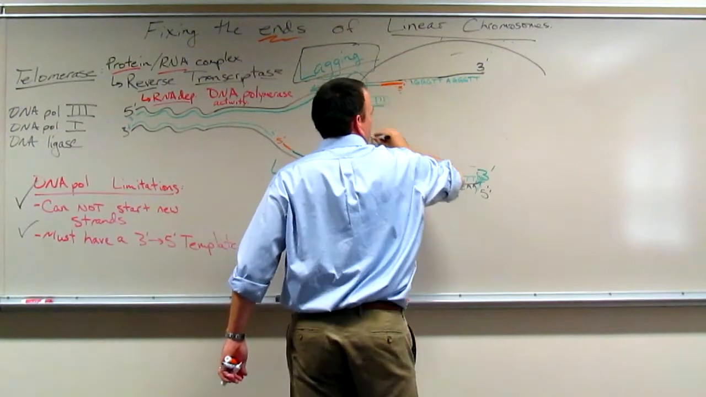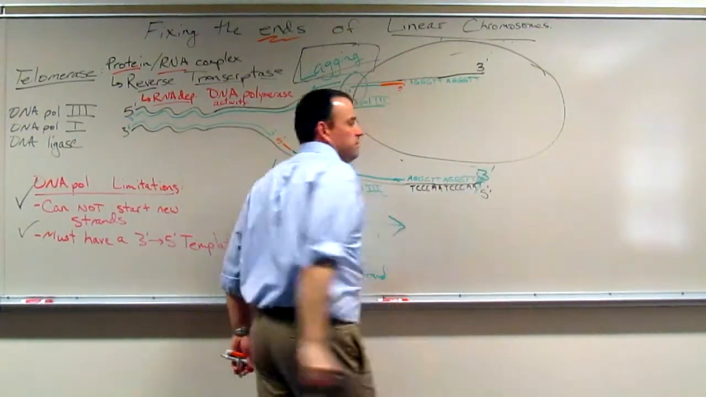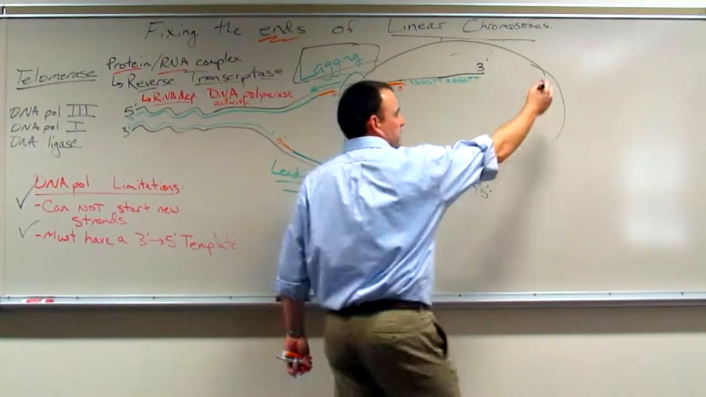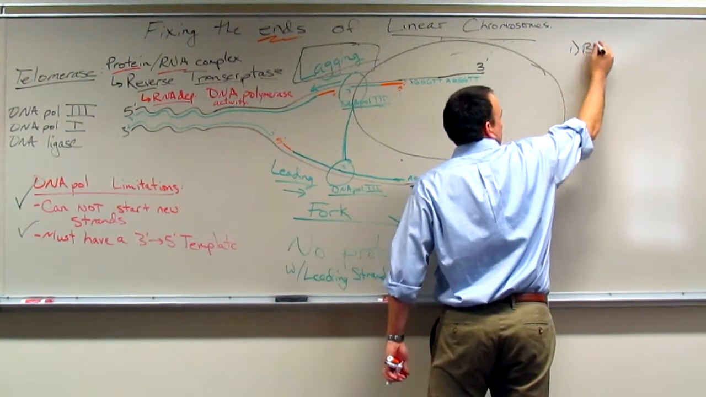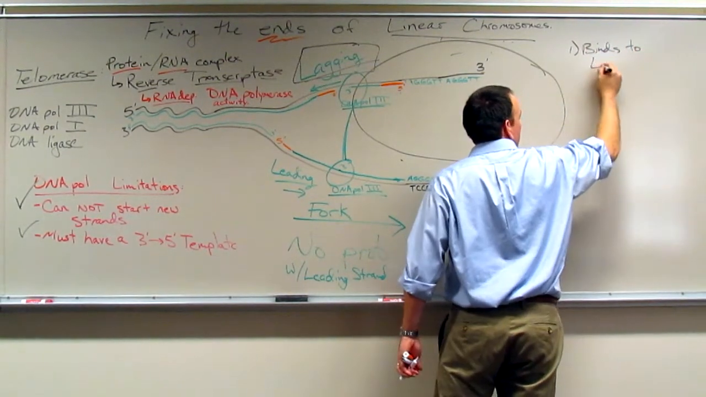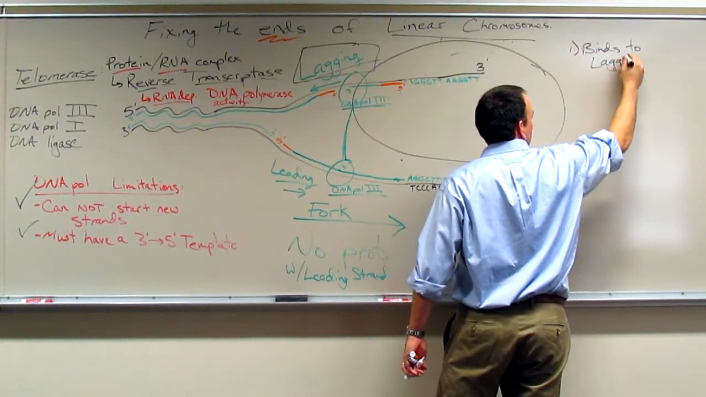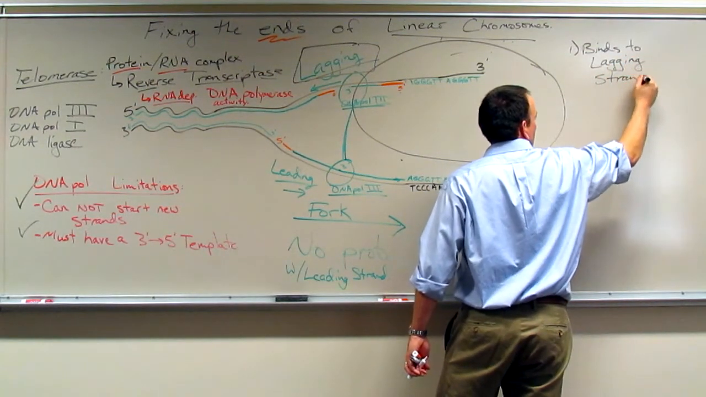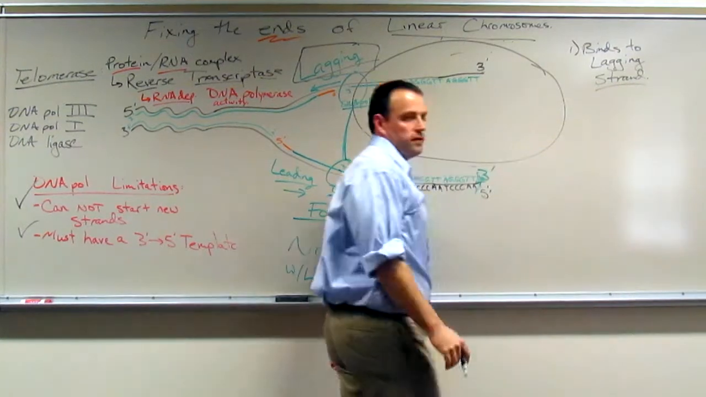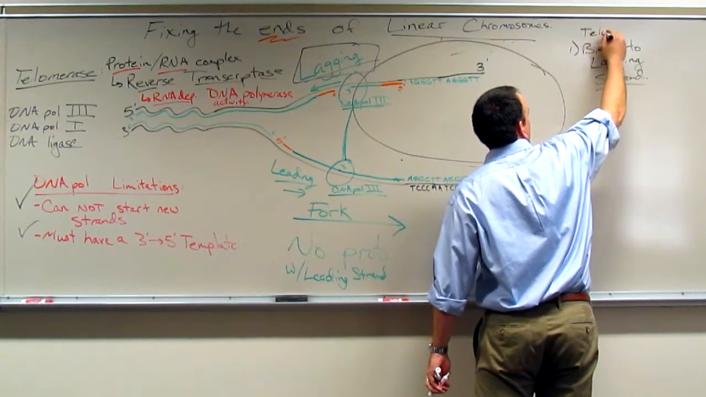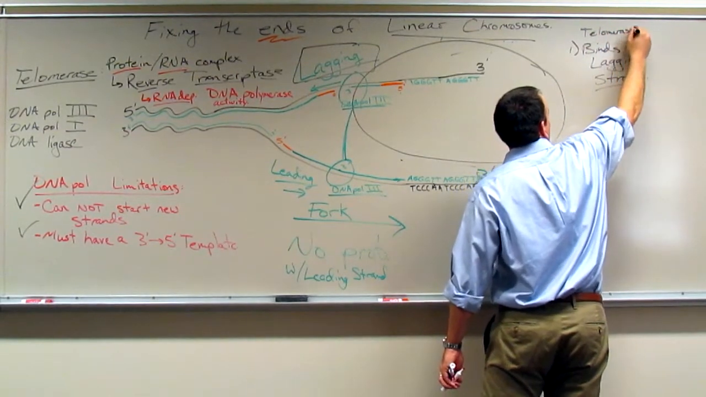And the telomerase complex, made up of more than a dozen proteins, comes in, and the first thing it does is bind to the lagging strand during DNA synthesis. So that's a telomerase here. Okay?